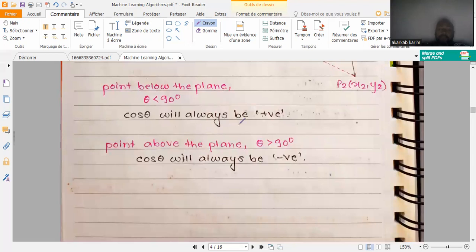Well, cos will be positive and cos will be negative, because here we have theta more than 90 degrees and theta less than 90 degrees. You have two criteria to consider in this case.